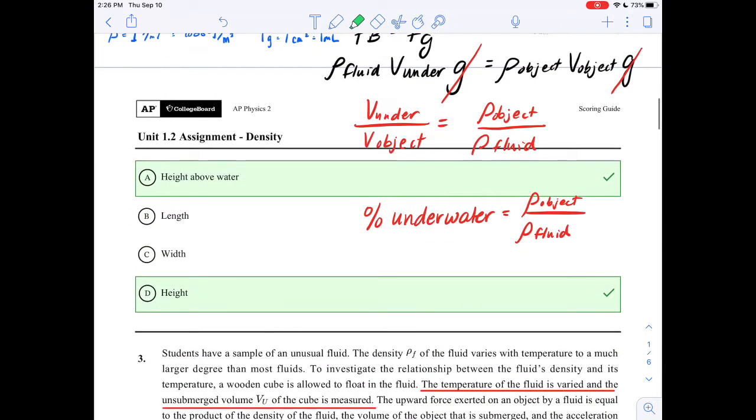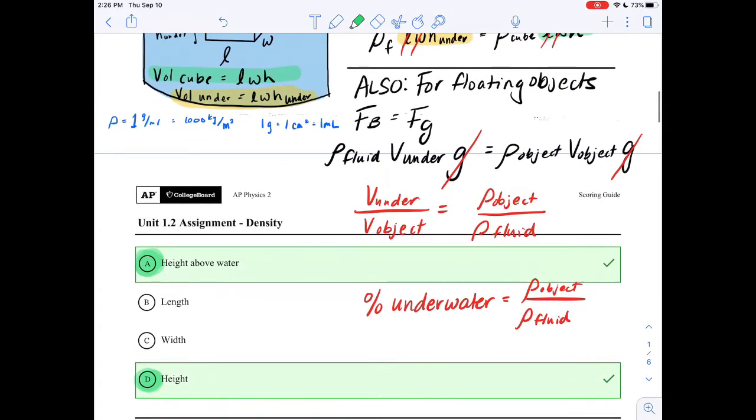So those are the two things we need. We need the height above the water or under the water and the height of the cube. So this brings me to another point I need to make about Archimedes' principle. For floating objects, the buoyant force equals the force of gravity. And again, I'm rewriting what I said before.